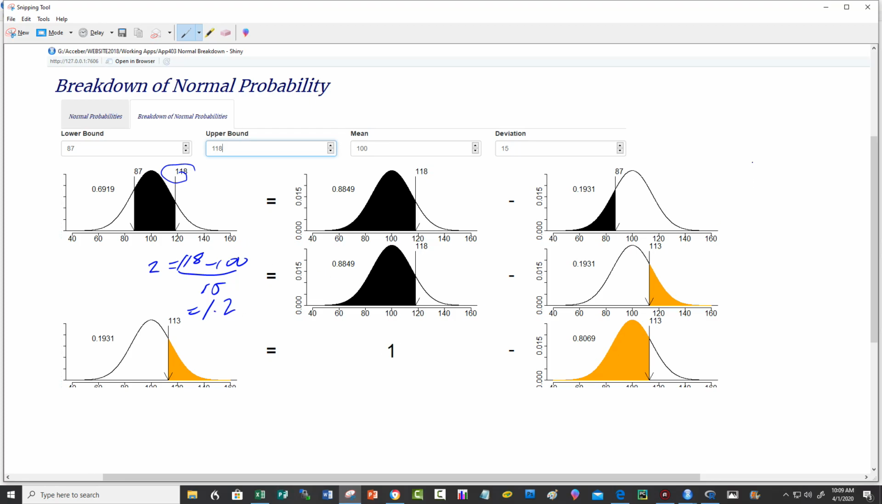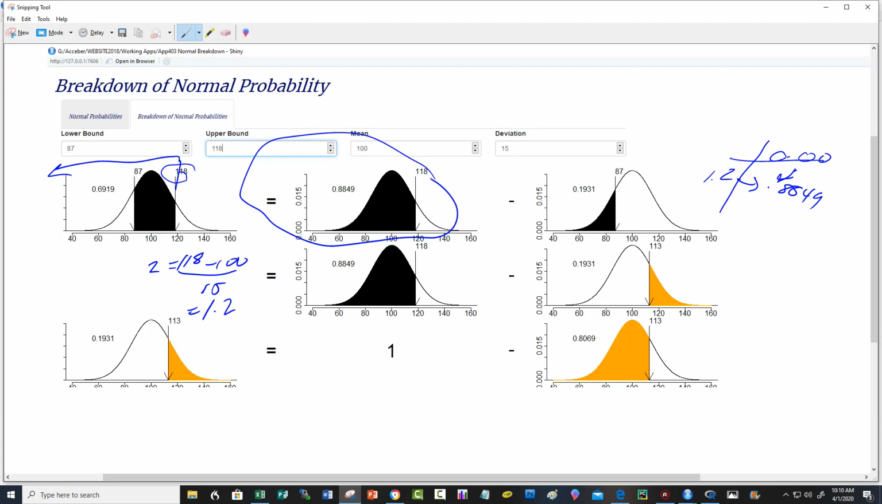So on our chart, we'd look up 1.2 and 0.00. And so if we looked up the probability associated with that, it would be 0.8849. So when we look up on the chart to the left, it'll give us the probability to the left. So that's what this graphic is illustrating right here.